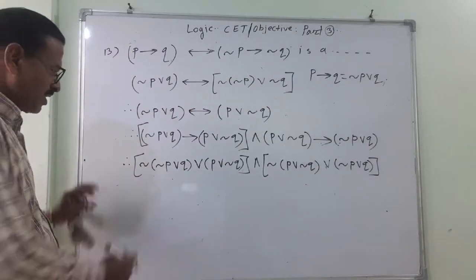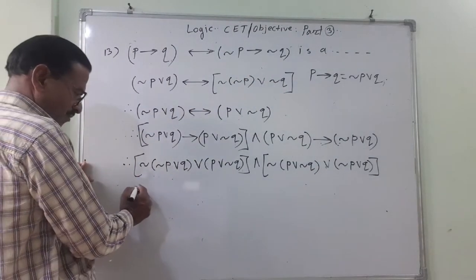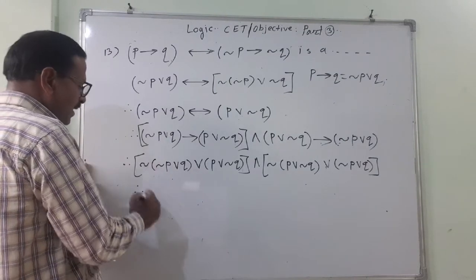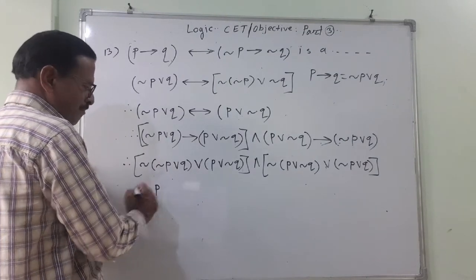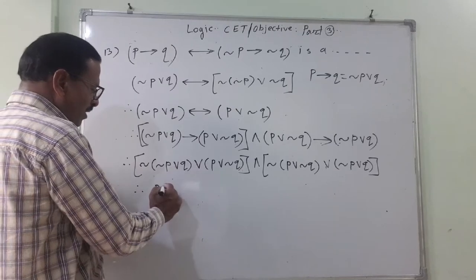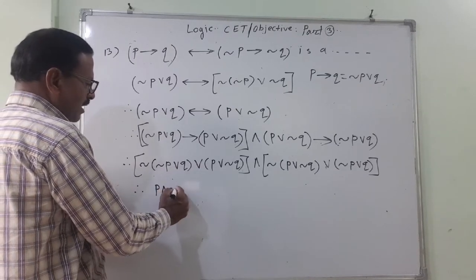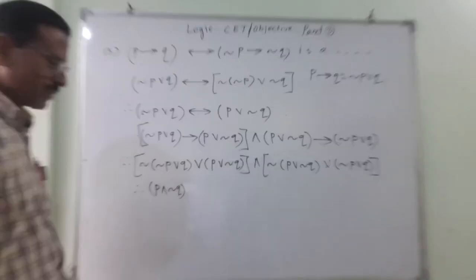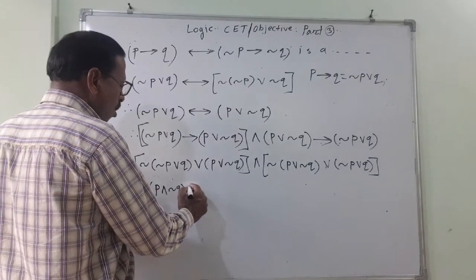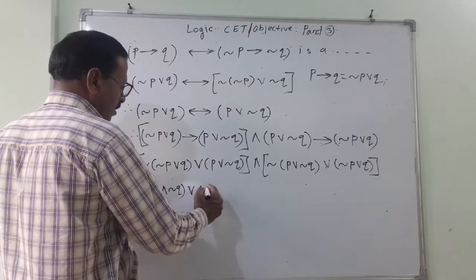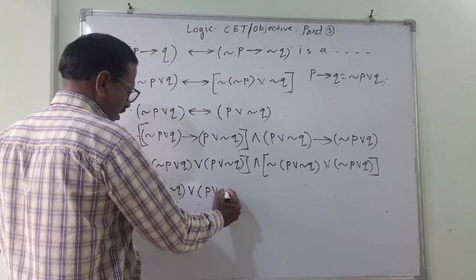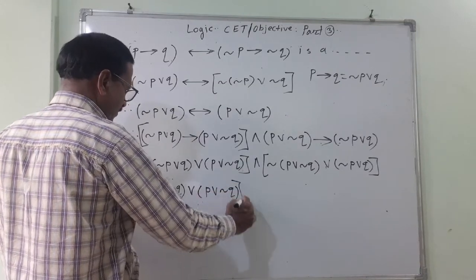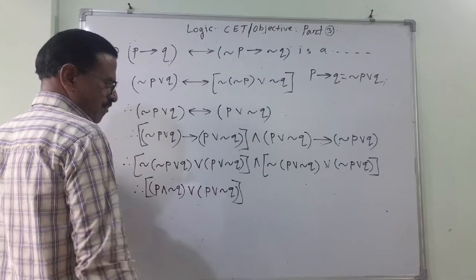Now I will distribute this negation over this. Therefore, the negation will cancel, and it will become P or negation Q, by De Morgan's law. P or negation Q. This is one branch.